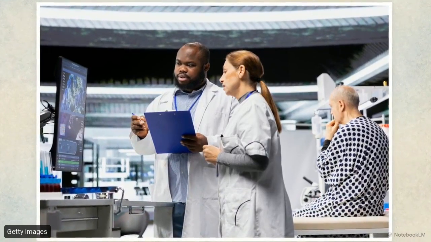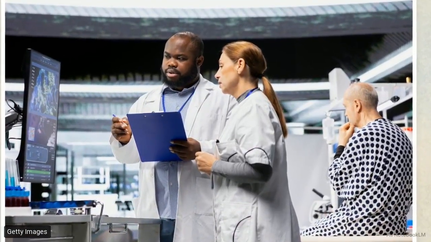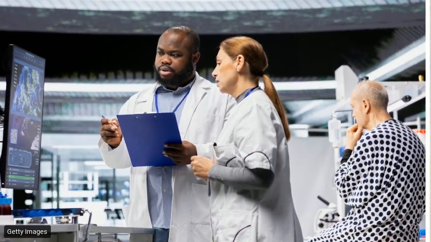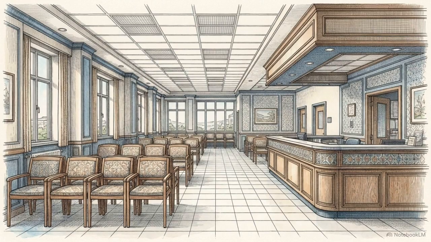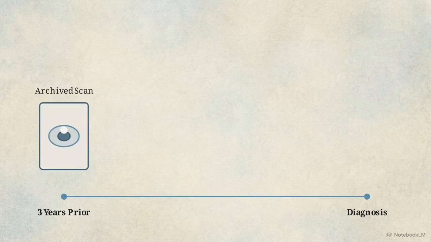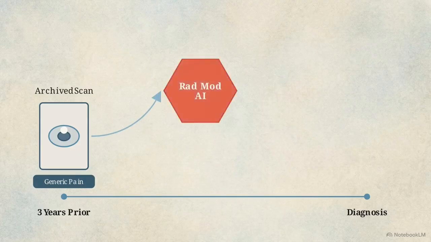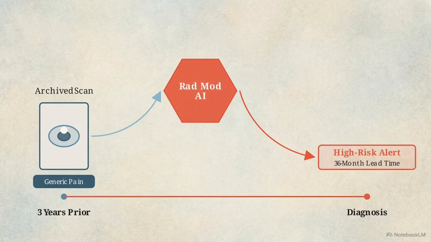Transitioning this algorithmic capability from a research server to a hospital floor relies on a clinical workflow called opportunistic screening. This strategy completely bypasses the traditional diagnostic timeline. Patients do not need to schedule a specialized oncology appointment or undergo a preemptive cancer screening to be evaluated. Instead, the AI operates in the background, continuously analyzing historical, non-targeted CT scans. These are scans ordered years prior for entirely unrelated issues, like generic abdominal pain.